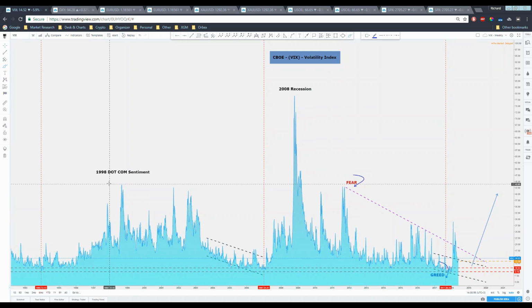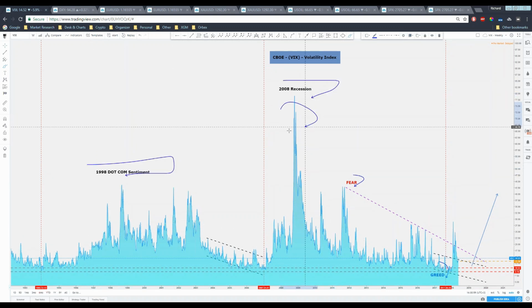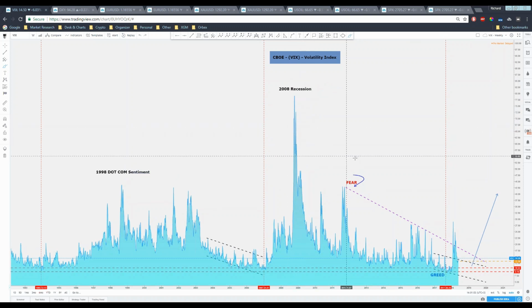Notice that, for instance, I have here the dot-com sentiment and the 2008 recession. Notice the peaks. In other words, when it peaks, it's not good. The last time it peaked was right here in early February when the market fell, the indices fell. And I was able to actually spot this. I have some other views to point out from the moment it actually started falling. So I was able to see this, in other words.